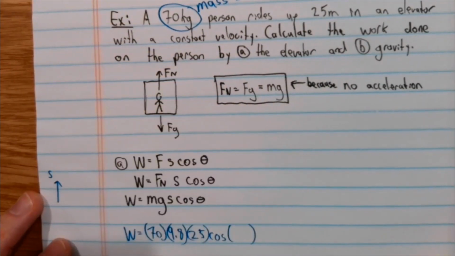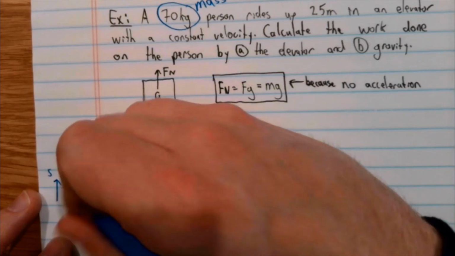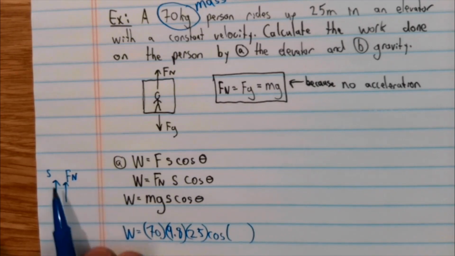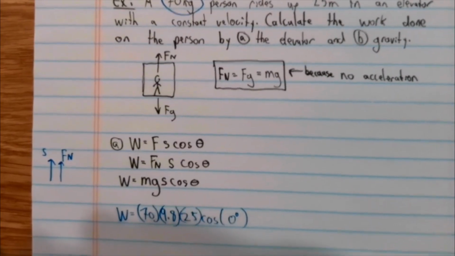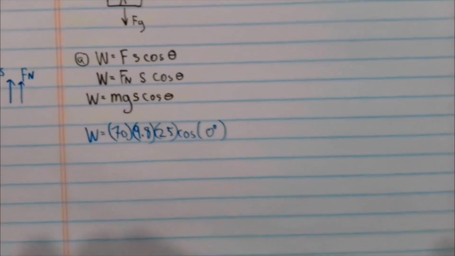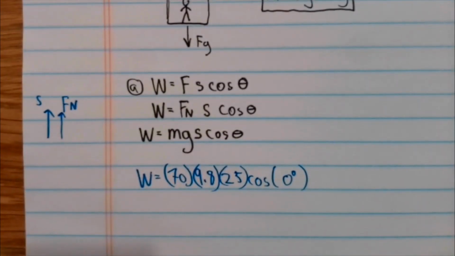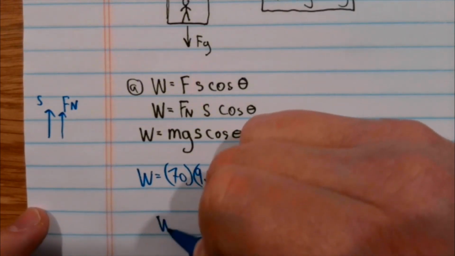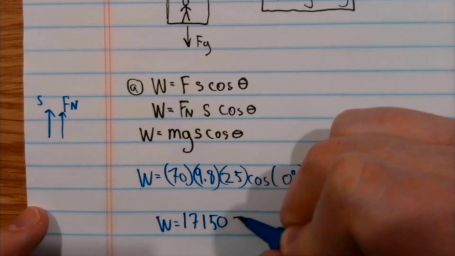And what about normal force? Normal force points up as well. So here we have that characteristic shape we saw in our first example. What angle is that? 0 degrees, my friend. So normal force points up, displacement points up. That's an angle of 0 degrees. So our answer is 17,150 joules.